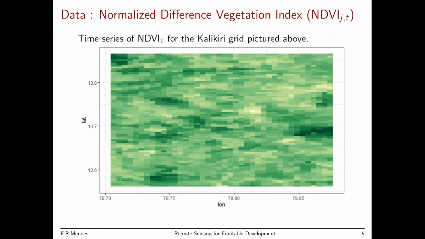Here's the NDVI for the Kalikiri grid that we saw on the first slide. As you can see, it's very dark for a lot of vegetation and very light for less vegetation.